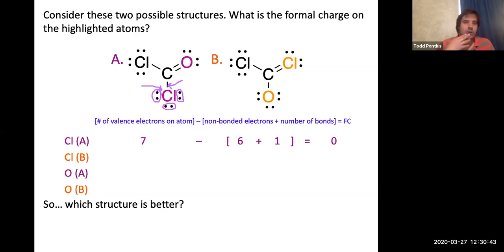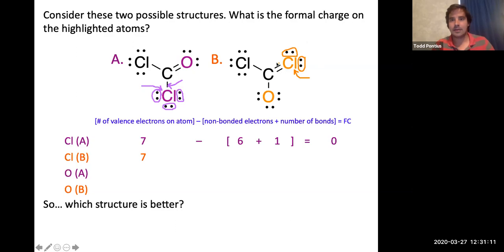Now we're going to do the chlorine on molecule B. So now we shift our attention over to this chlorine. Chlorine, by virtue of being chlorine, is in group 7, so it has 7 valence electrons. But now notice there's a slight difference, because in this case, the chlorine has only 2 lone pairs drawn in on it.